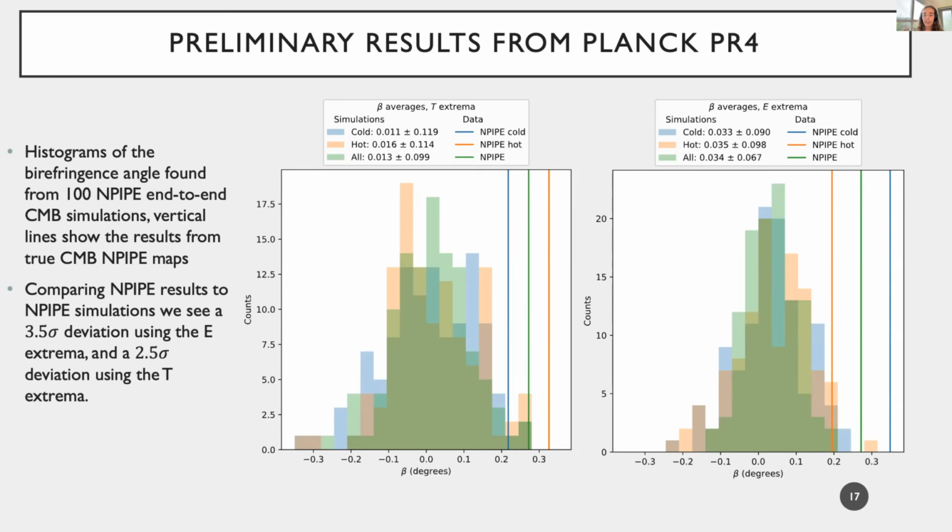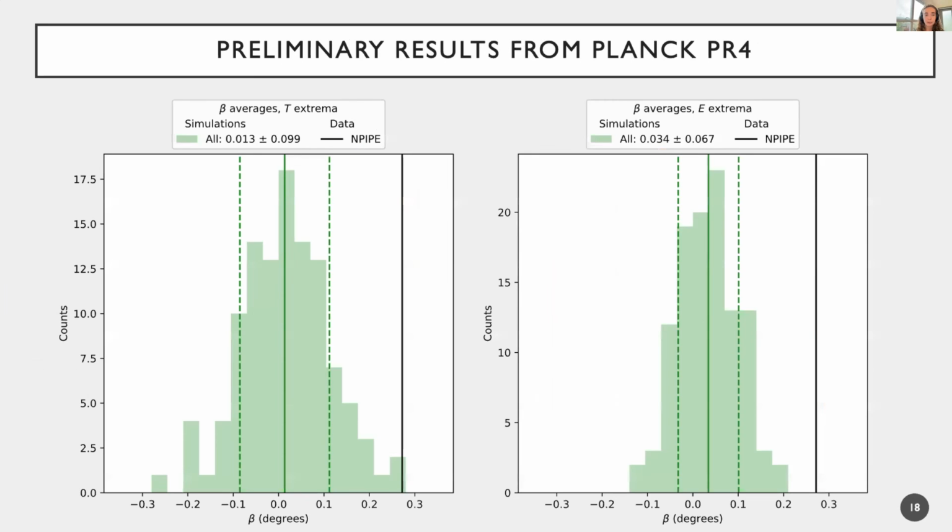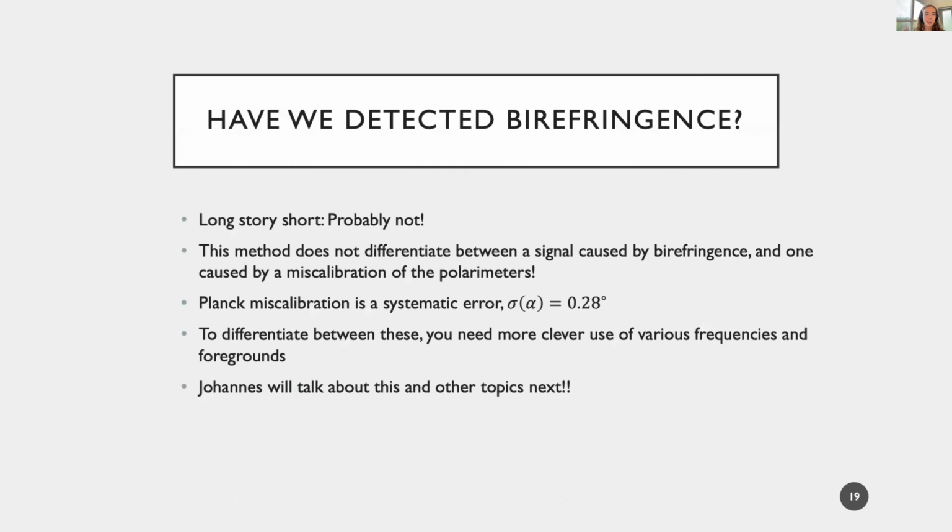And what you can see, and it's more stark in this image here, where I've removed the hot and the cold spots so it's very clear what's being plotted, is that there seems to be a large deviation from a 0 birefringence angle. The NPIPE end-to-end simulation should not have a birefringence angle, as you can see. And then when you look at the actual NPIPE results, you can see that it's very far off into the fringe of that histogram, which should be really exciting. We should all be going to Sweden. It's very exciting. It's all great, except that it's not.